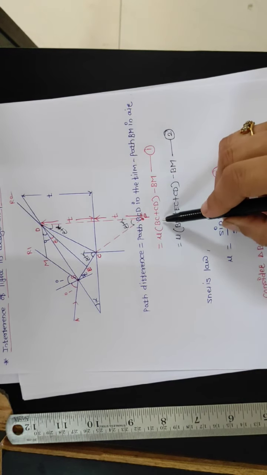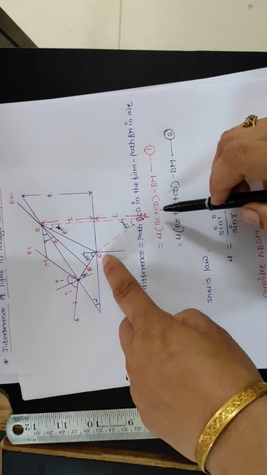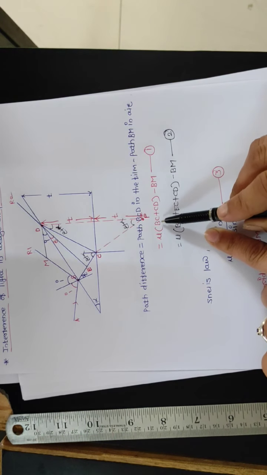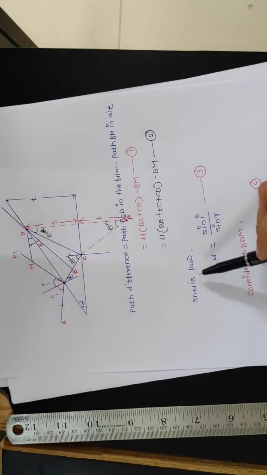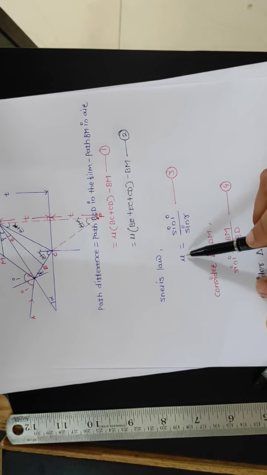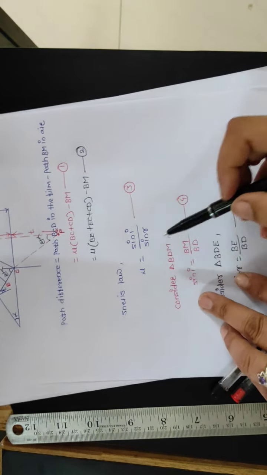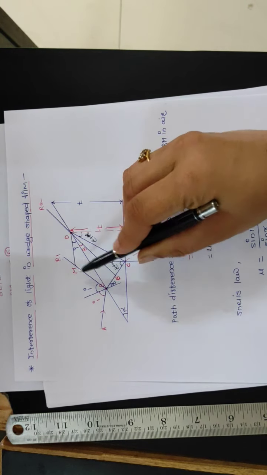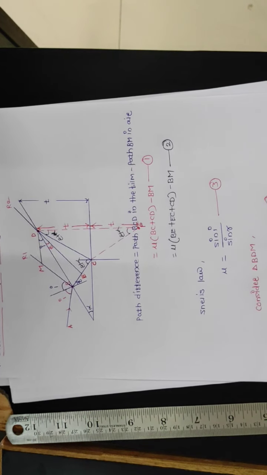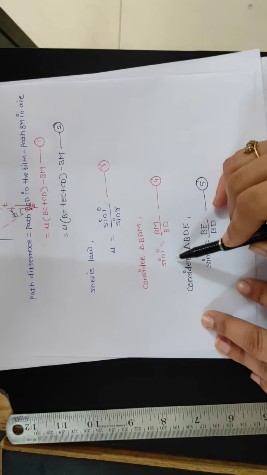Now again if we see this figure, it is observed that BC is equal to BE plus EC. So here we put instead of BC, BE plus EC. Give equation number 2. Now according to Snell's law, we can write mu is equal to sin i divided by sin r. Now here we have to find out the value of sin i and sin r. For this consider the triangle BDM and BDE. From both the triangles, we get the value of sin i and sin r.